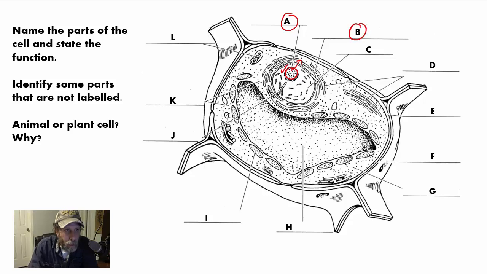B looks like it's pointing at the line here. So we're either talking about the nuclear membrane or we're talking about the nucleus in general, and I'm okay with you calling it either. Now, C is pointing at the white space inside the nucleus, so maybe B would be the nuclear membrane, and C is going to be the nucleus.